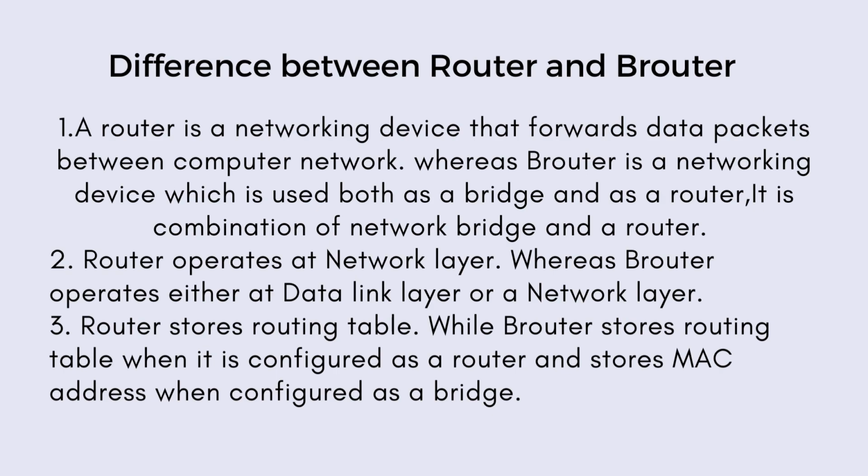Number 2. A router operates at the network layer, whereas a Brouter operates either at the data link layer or the network layer. Number 3. A router stores a routing table, while a Brouter stores a routing table when it is configured as a router and stores MAC addresses when configured as a bridge.